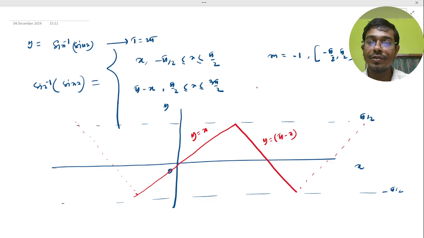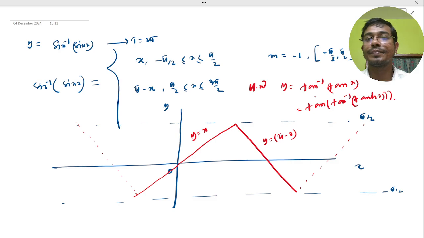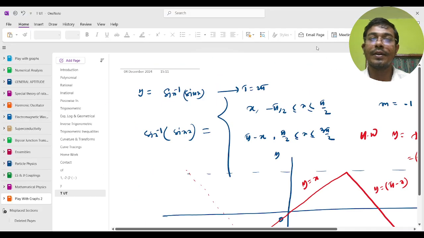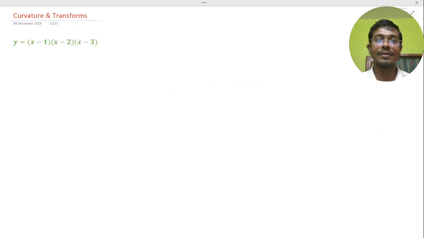For simplicity, as homework, plot y equal to tan inverse tan x, and after that tan of tan inverse x. You just plot these two graphs. So next one is the curvature and the transformations.